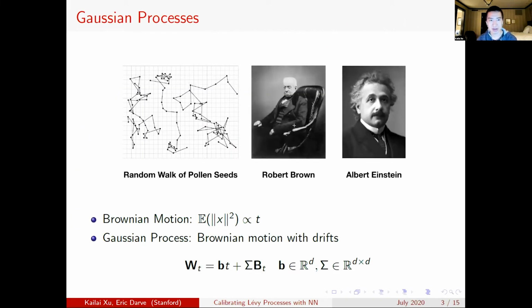Gaussian processes are very useful in modeling many physical phenomena. About 100 years ago, Brownian motion was proposed by many scientists, for example Brown, who observed the random walk of particles. Brownian motion is a description of a random walk where the mean squared displacement is proportional to time. A Gaussian process is a Brownian motion with drift, which is very useful in modeling many physical phenomena.